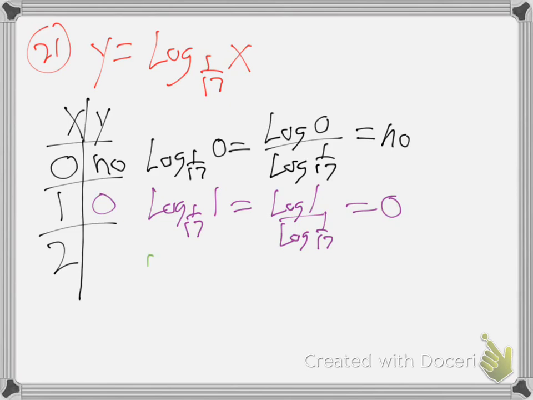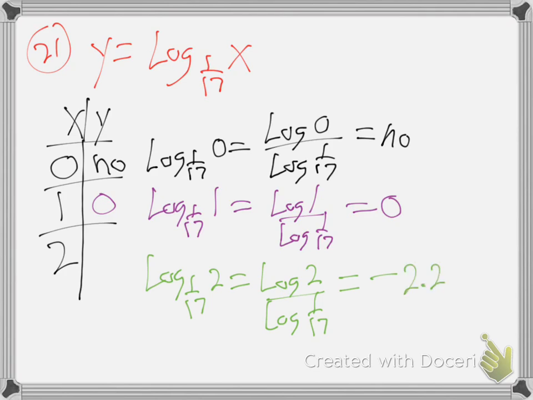And the third one is log 1/17 of 2. Top goes top, bottom goes bottom. I have no idea. It's negative something, isn't it? What is it? Negative 0.25? Or 2.5? It's negative 2.244? Okay. So I'll just say negative 0.2. I mean, I can't do any more accurate than that on the graph.